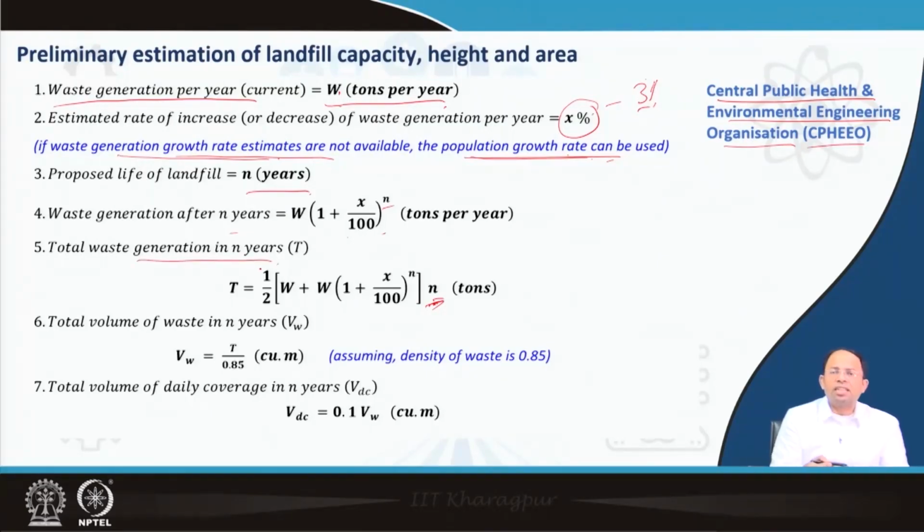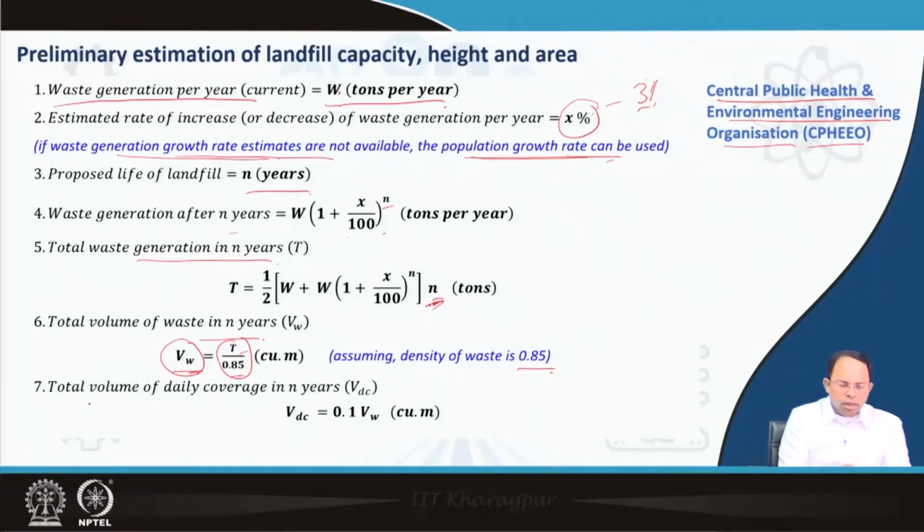Now, waste generated is not the waste volume that is required, so it depends on the density of waste. First we determine the waste volume by dividing the total quantity of waste by the density of waste. The density of waste is assumed to be 0.85 tons per cubic meter. So we divide that and we get the value VW, which is the volume of waste in n years.